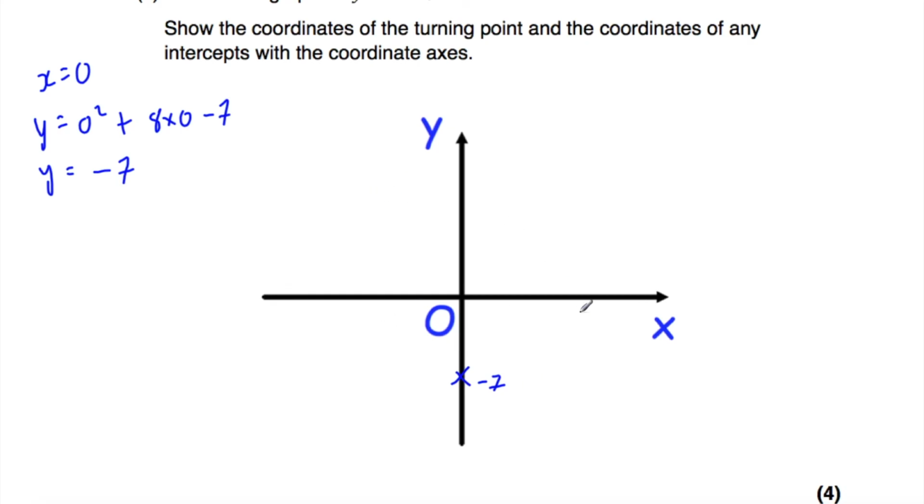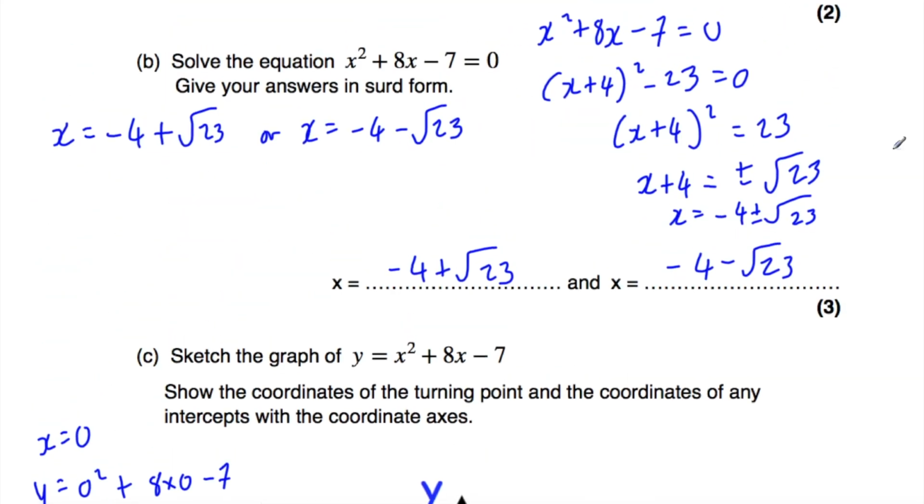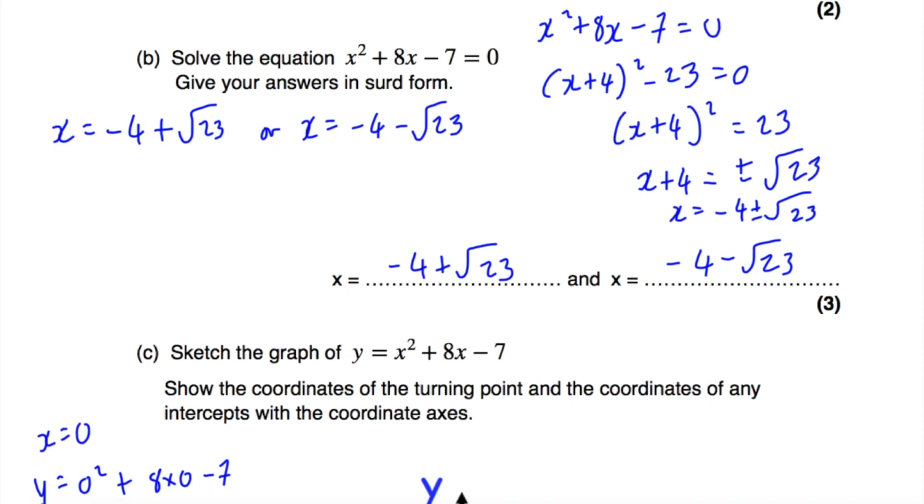Okay, now let's find where it crosses the x-axis. Well, whenever it crosses the x-axis, we know that y is equal to 0. And actually, if we go back up to part B, there we had y equal to 0. We solved the quadratic equation. So we now know that it crosses the x-axis at minus 4 plus the square root of 23 and minus 4 minus the square root of 23. So let's write that down.